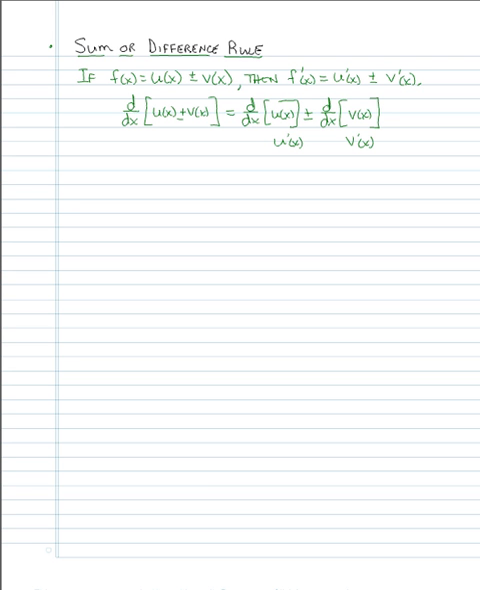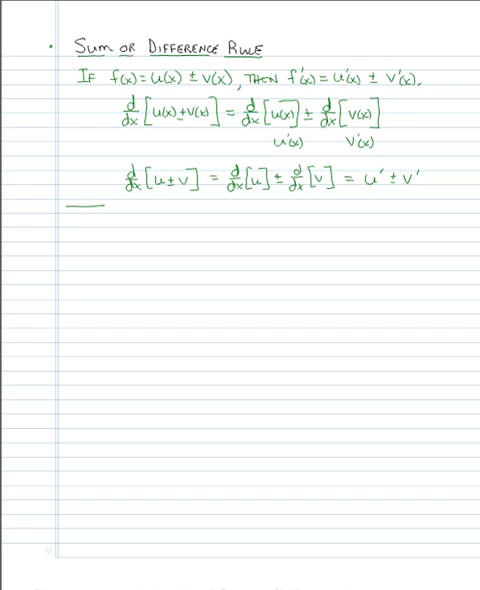Now, one other thing before I go on, I know that this is getting long, but sometimes we shortcut because we don't like that of x all the time. So we might say the derivative of u plus or minus v, without the of x, is equal to the derivative of u with respect to x plus or minus the derivative of v with respect to x. And of course, we might even shortcut that and just say u prime plus or minus v prime. That might be the way it's written in the future.